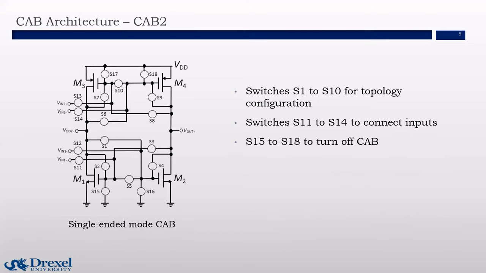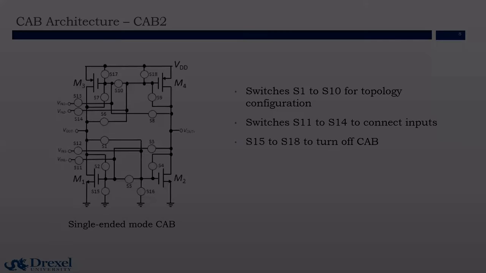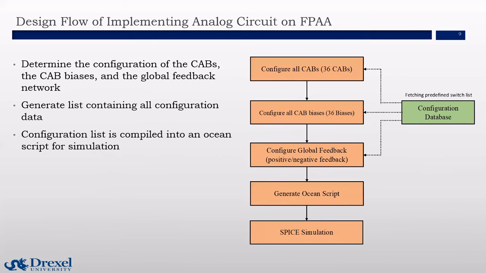The single-ended mode cap has the same concept of a programmable transistor pair. Switches S11 to S14 are used to isolate input ports, and S15 to S18 are used to turn off the cap. In order to rapidly implement analog designs on the FPAA, we propose a synthesis flow for the FPAA.